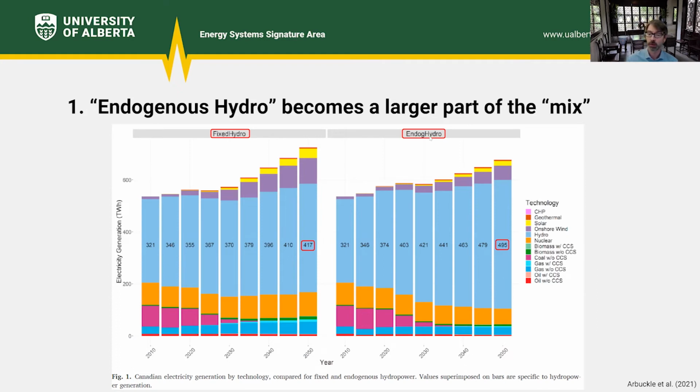If we model hydropower endogenously, though, and so its expansion is determined by model forces, by economic forces, rather than by preset trends, it reaches a reasonably significantly larger number here. So we're up to almost 500 terawatt hours from 417. And you can see it sort of crowds out some of the other energy sources, electricity sources.